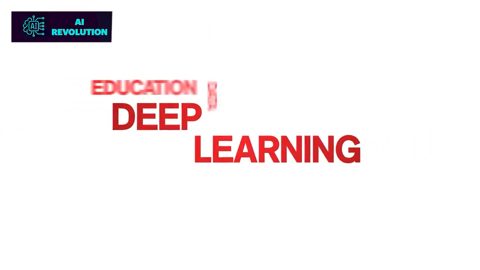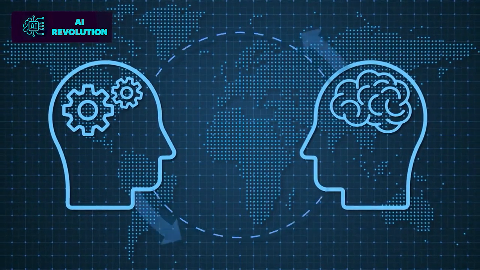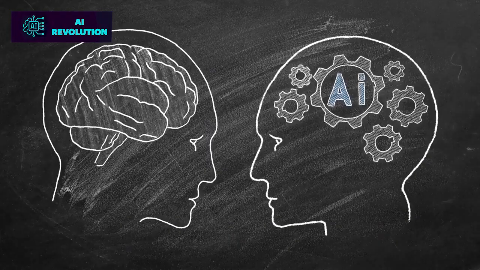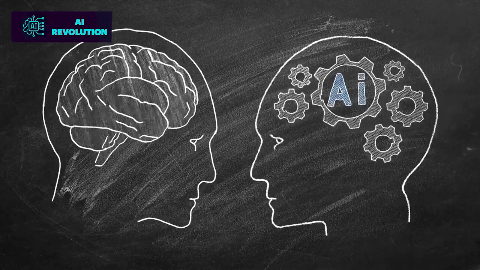Segment 3. Deep learning. Now, let's dive deeper into deep learning. Deep learning is a subset of machine learning, and it's inspired by the structure and function of the human brain. It uses artificial neural networks to process vast amounts of data and make sense of it.